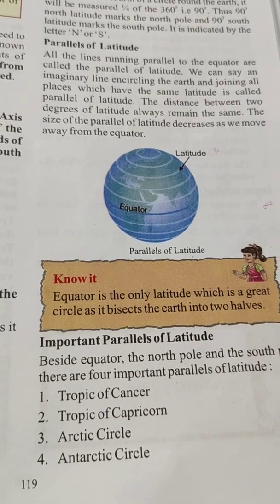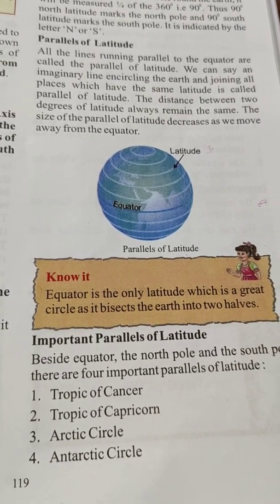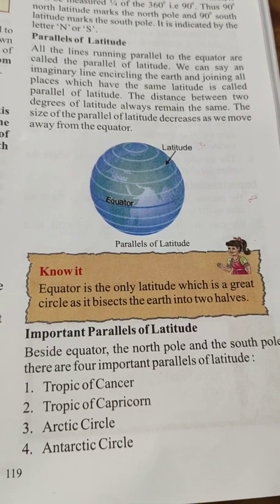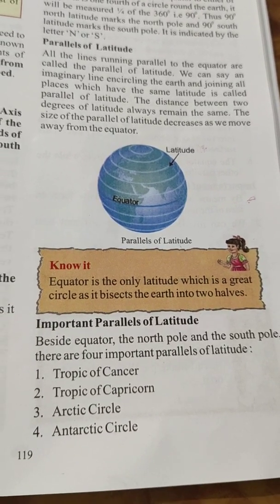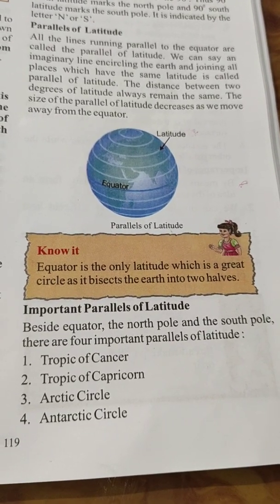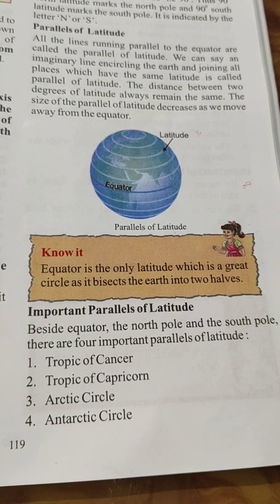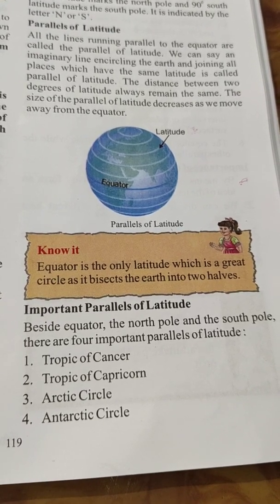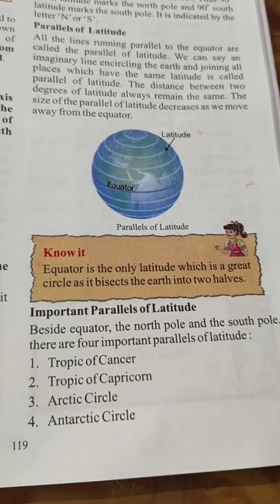Important parallels of latitude. Besides the equator, the North Pole and the South Pole, there are 4 important parallels of latitude. Number 1, Tropic of Cancer. Number 2, Tropic of Capricorn. Number 3, Arctic Circle. Number 4, Antarctic Circle. Students, turn the page.